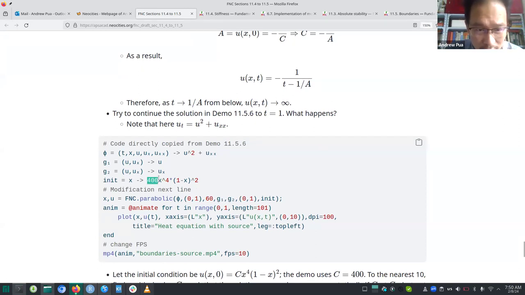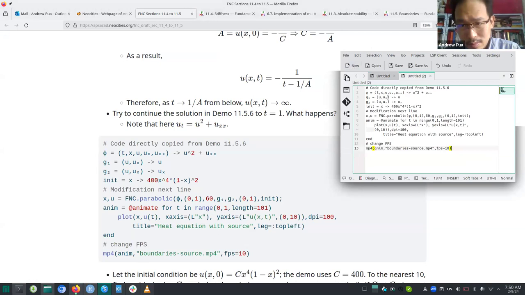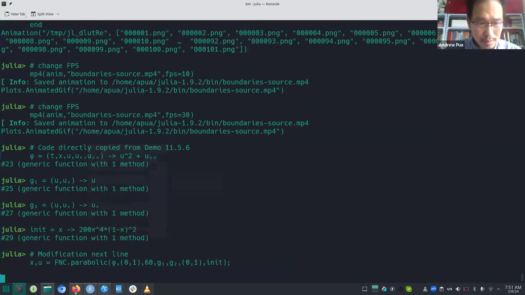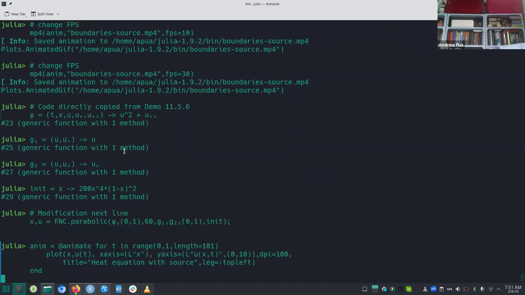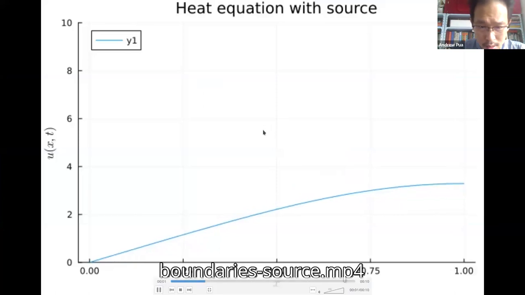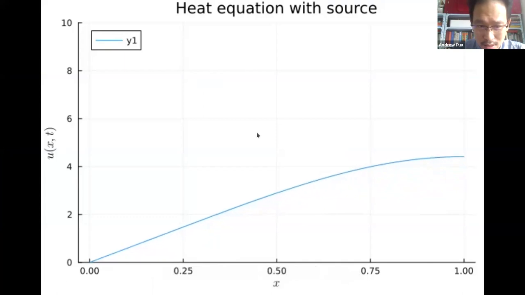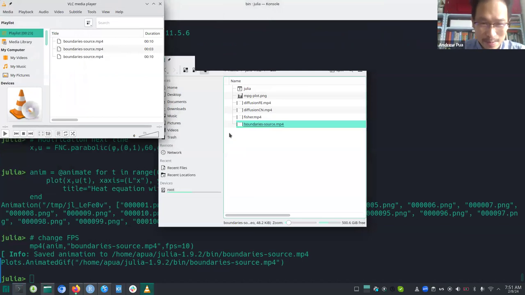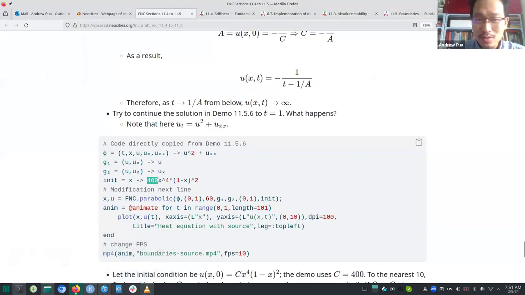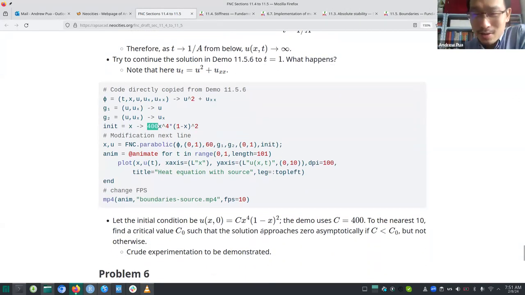Maybe I should try something else here, because later you'll be asked to change this 400 to something else and see what happens there. Let me just do that. So I changed this to 200. Let me see what happens. So this is for 200. Okay, so that's for the case where I changed this 400 to 200. Okay, and then you could try other values of C.